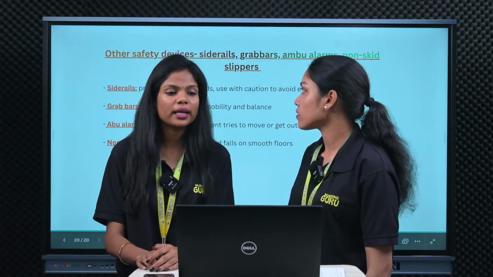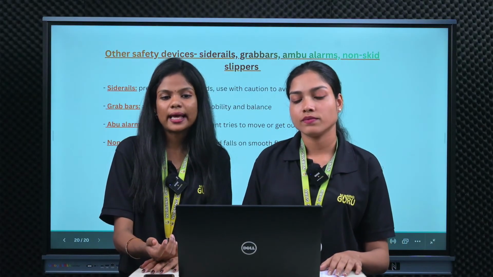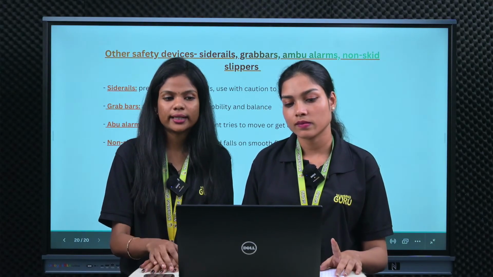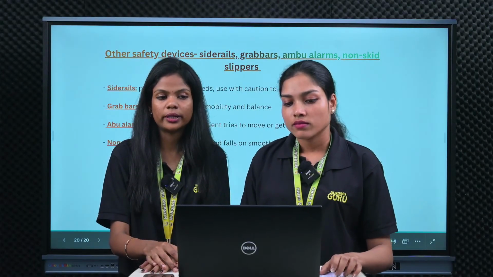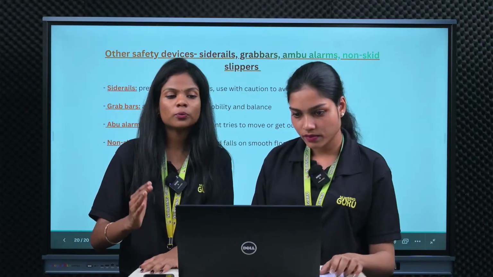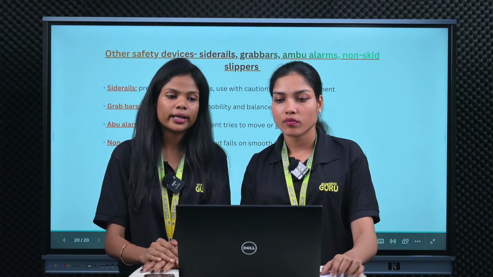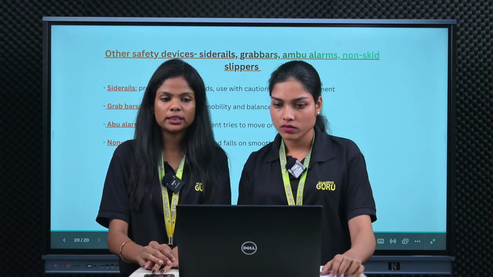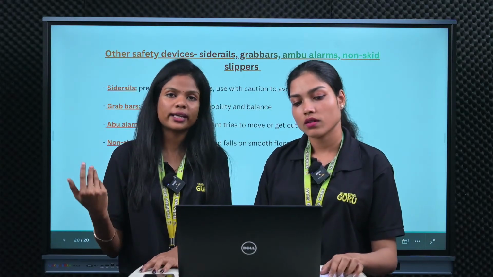Next our topic is other safety devices like side rails, grabbers, ambu alarms, non-skid slippers. First one, side rails. Side rails prevent falls from the bed. Use with caution to avoid entrapment. Side rails are used for preventing the patient from falling from the bed. Then the grabbers assist the patient with mobility and balance. For the patient's mobility and balance, we provide grabbers to the patient.